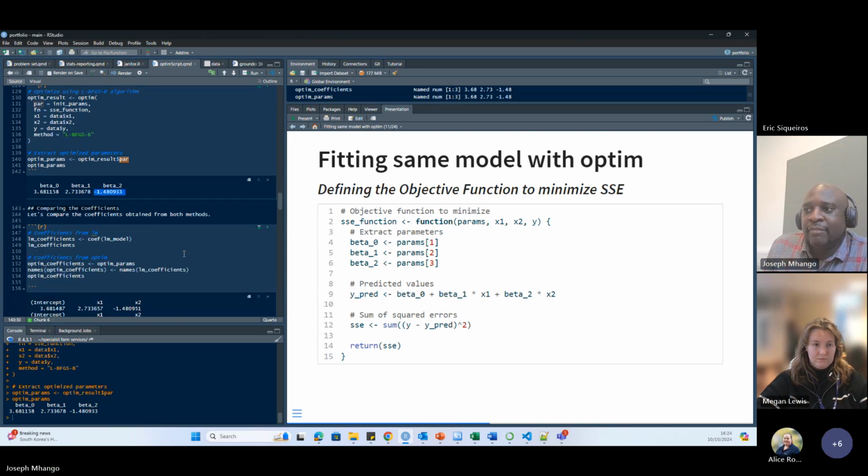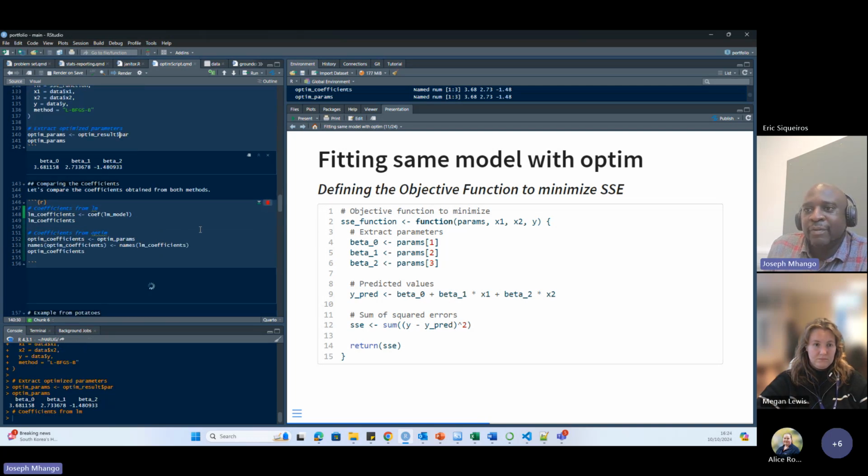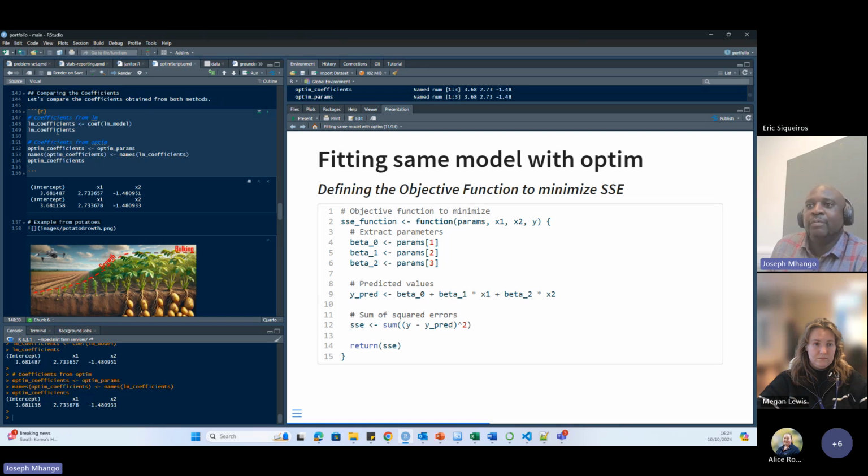And if you compare them with what we found in our linear model, you will see that they're almost equal. So these are what we found in the regression model, and this is what optim finds. And you can see that there are slight differences, but they are in the third decimal point or something like that. So they're pretty much the same number.